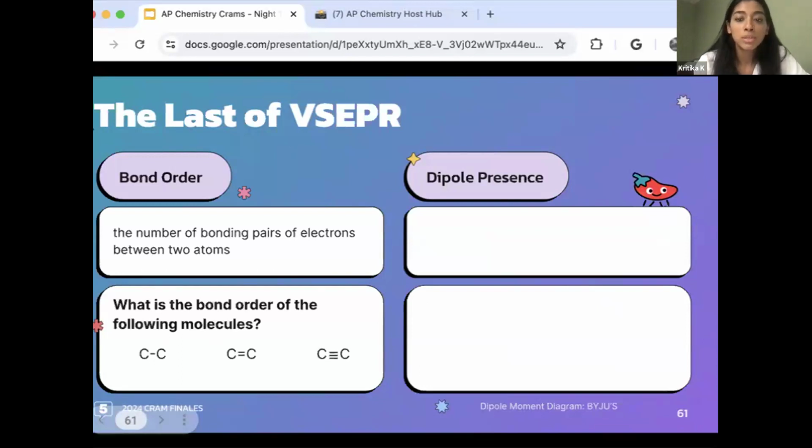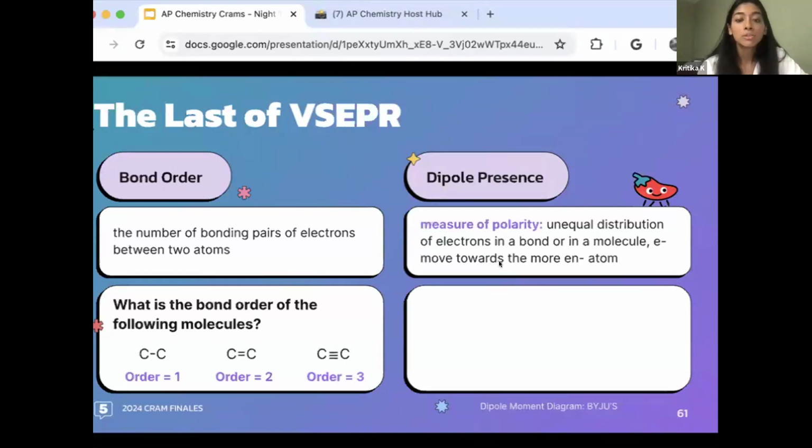Can you guys put what you think the first bond order is for just the C with a single bond to this other C? So the first one has a bond order of 1, the second one has a bond order of 2, and the third one has a bond order of 3. So it's kind of just like how many lines are there.